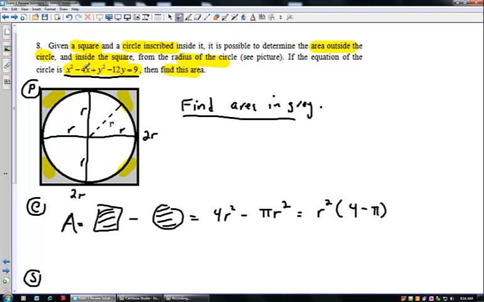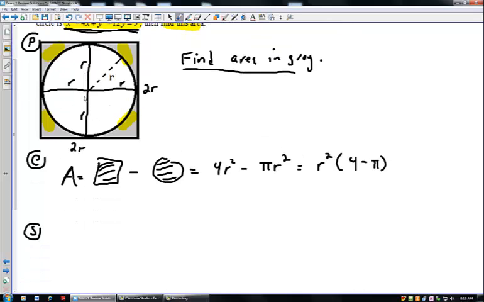And the way we're going to find r now, I'm going to use this equation up here to figure out my r, because I know that this equation gives the circle. So let's copy it down here. I have x squared minus 4x plus y squared minus 12y is equal to 9.